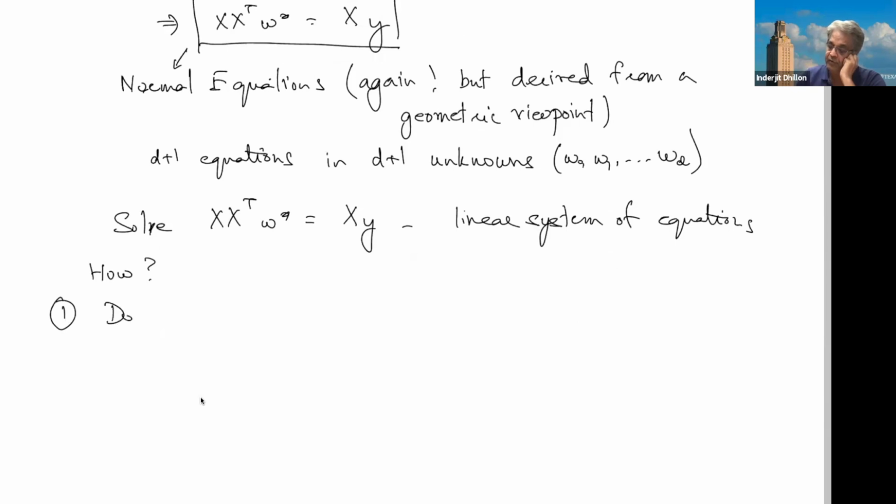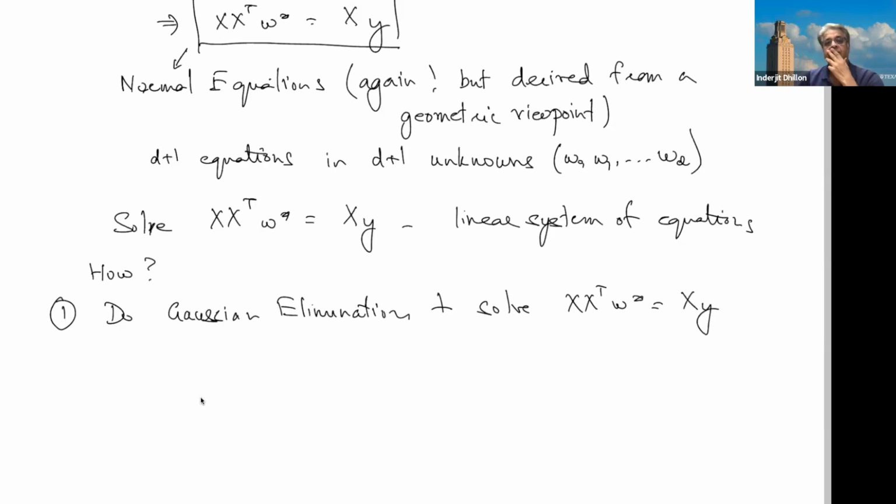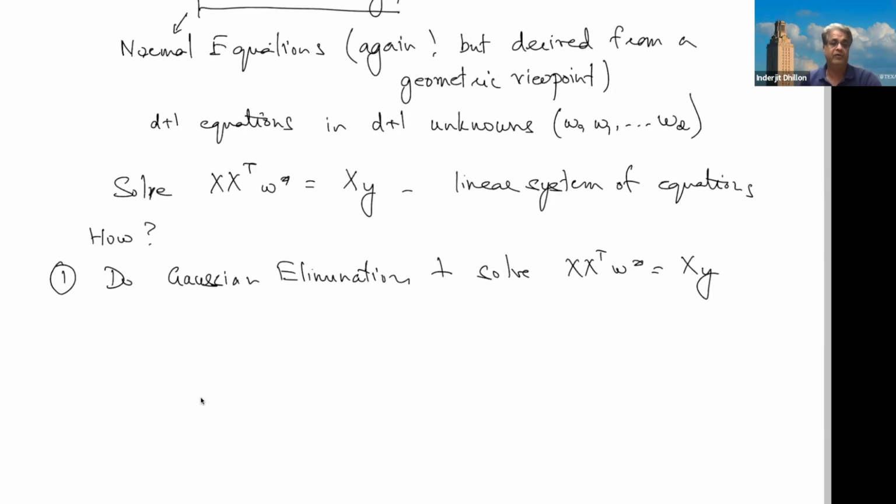So the first method is to do Gaussian elimination to solve XX transpose W star equals XY. Now remember, these are prediction problems. I said n could be in the millions. D could also be quite large, right? So we need to quantify how expensive this is, which means how much time or how many operations it takes to solve this. So what do we need to do?